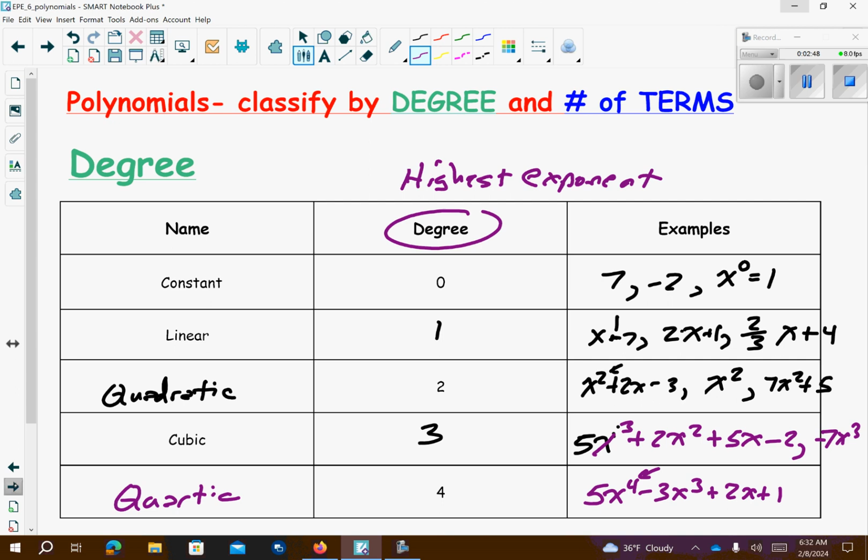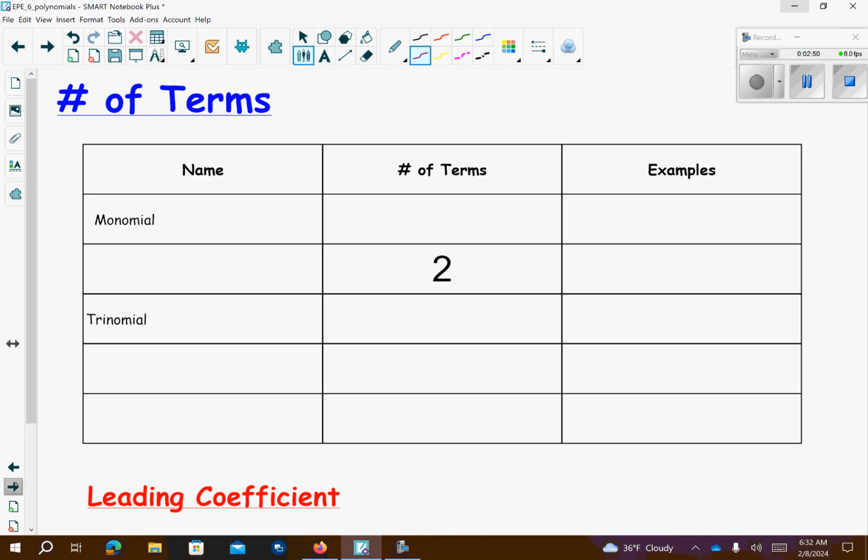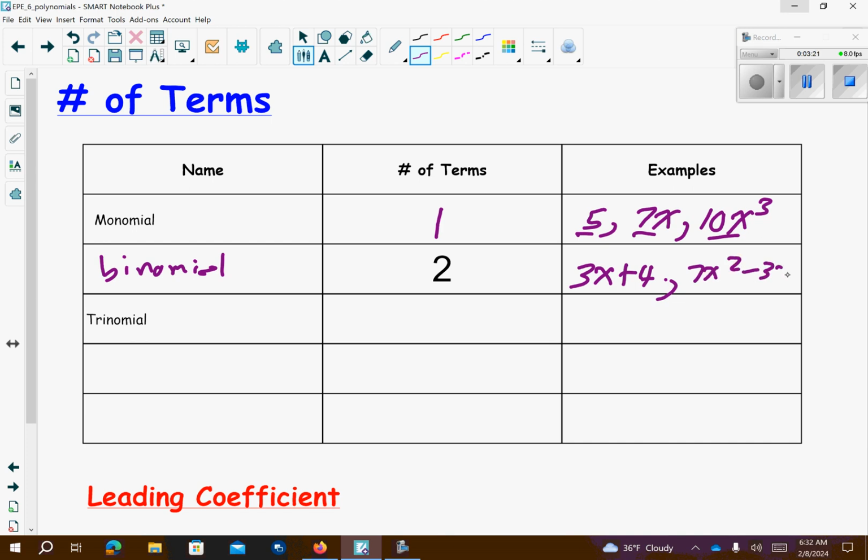Okay. Down in the middle part of the page, then we can name it based on the terms. So monomial, we would have one term. Example of a monomial would be 5 or 7x or 10x to the third. Because we only have one term, there's only one term in any of the equations. Then we have binomial. Binomial means you have two terms. So this could be 3x plus 4, or you could have 7x squared minus 3x. If you only have two terms, it's called binomial.